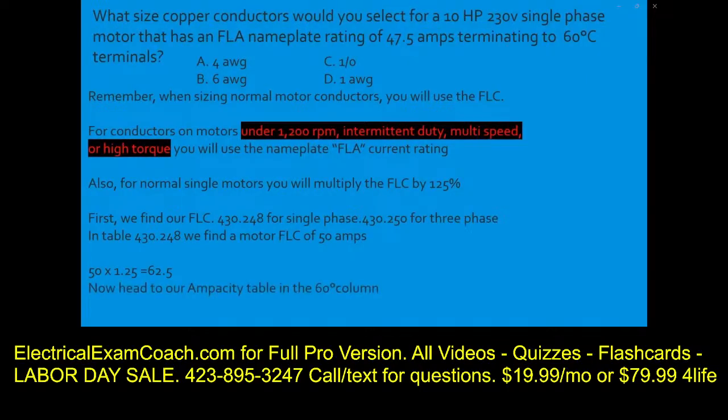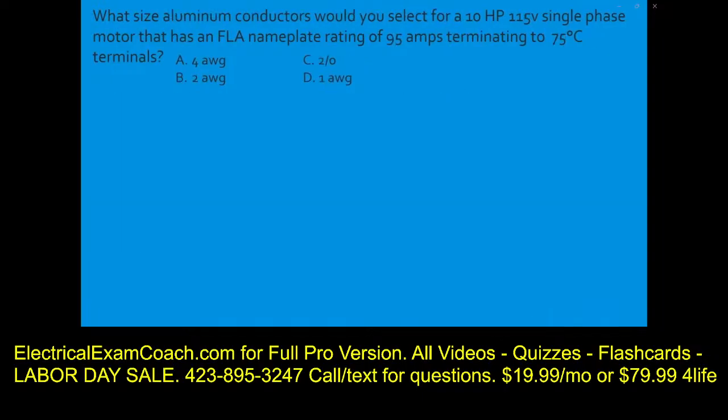In the copper side, in the 60° C column, we go down and we find a wire that will cover our known amp draw. And in this case, we're going to select a number 4. Great job. What size aluminum conductors would you select for a 10 horsepower, 115 volt single phase motor that has an FLA nameplate rating of 95 amps, terminating to 75° C terminals?